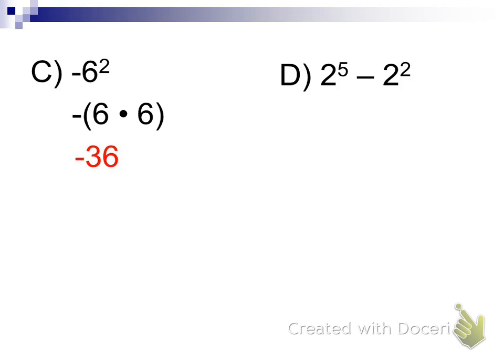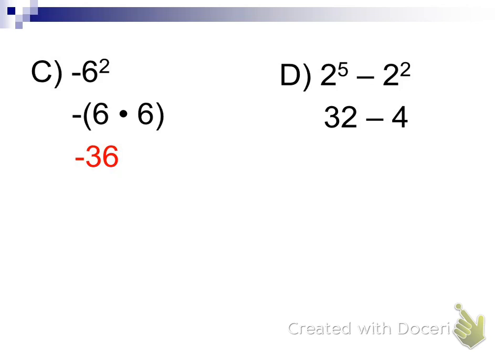All right. So we have 2 to the 5th minus 2 to the 2nd. 2 to the 5th is 2 times 2, which is 4, times 2, which is 8, times 2, which is 16, times 2 again, which is 32. That's one you might want to write out.